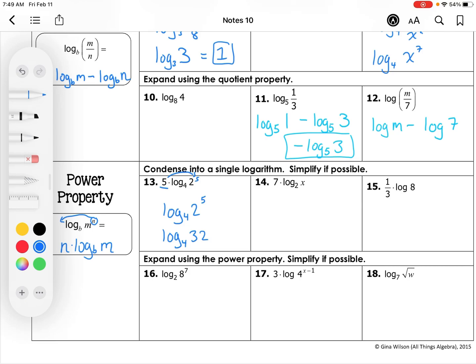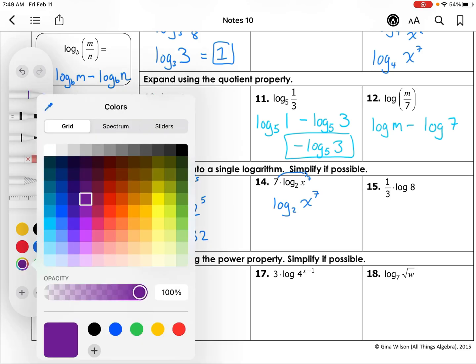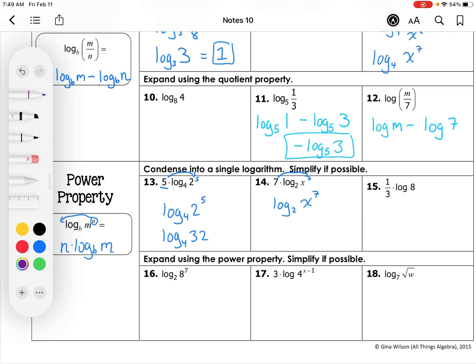Number 14, let's do that. Move the 7 back as the exponent. So our final answer is log base 2 of x to the 7th. And then going the opposite direction, we're going to take the exponent and move it in front. So we have 7 times log base 2 of 8.